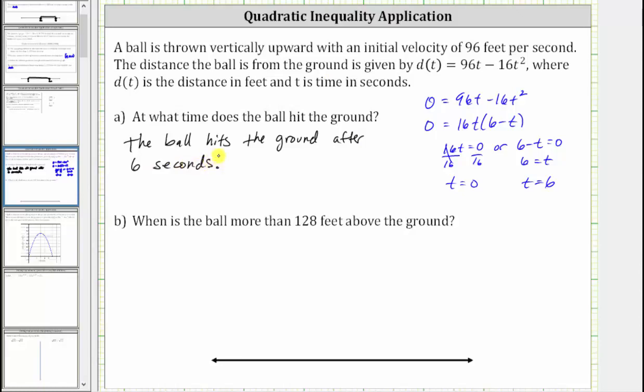For part B, when is the ball more than 128 feet above the ground? The ball is more than 128 feet above the ground when d of t is greater than 128, and since d of t is equal to 96t minus 16t squared, to answer the question, we need to solve the quadratic inequality 96t minus 16t squared greater than 128. But let's first take a look at this graphically.